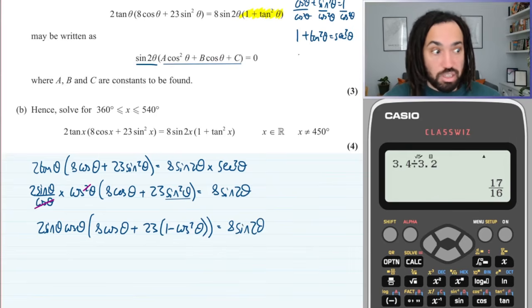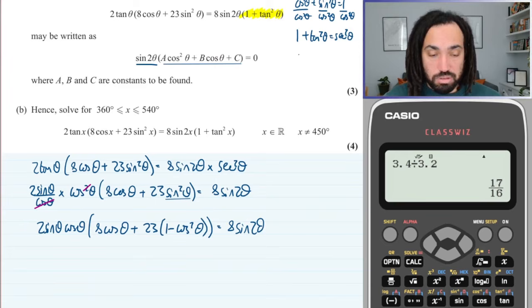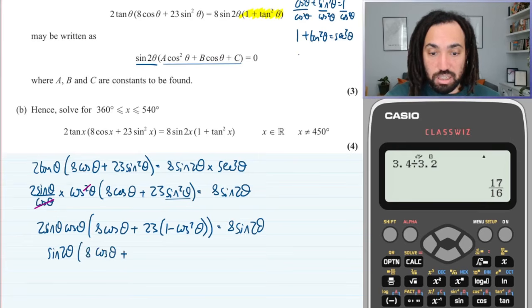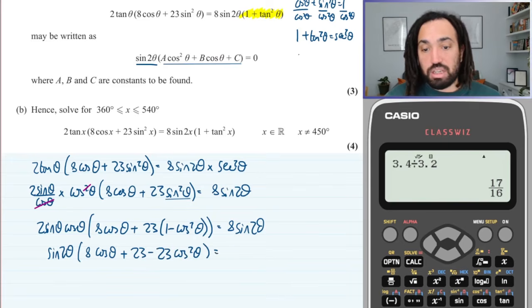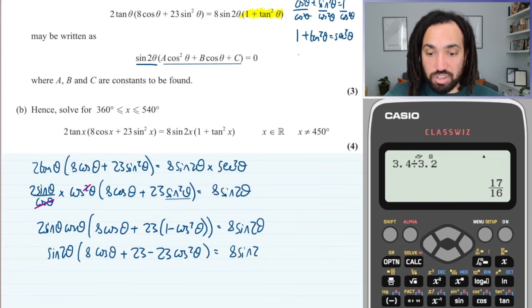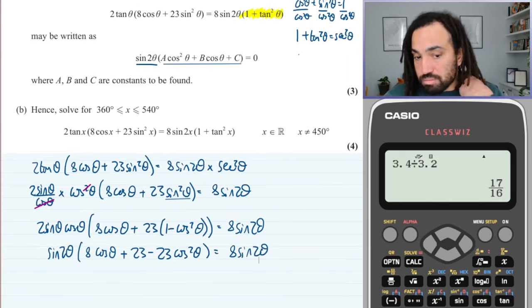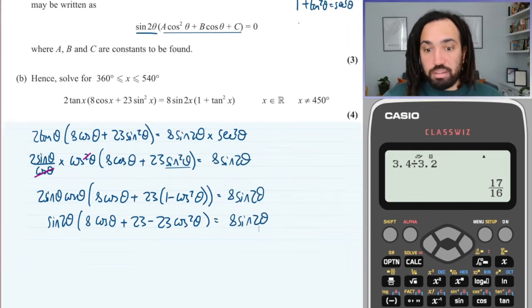Okay, great. Look at this. 2 sine cos, which is the identity for sine 2 theta. Perfect. And in here we're going to have 8 cos theta plus 23 minus 23 cos squared theta. And that's equal to 8 lots of sine 2 theta.